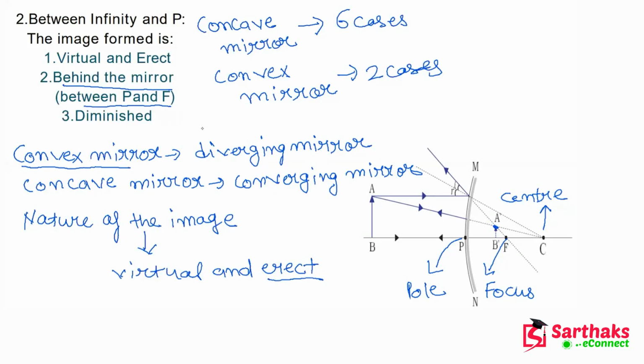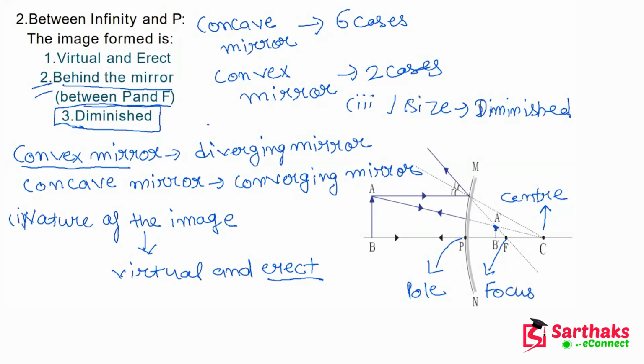Now one more point is yet to be discussed, and that is the size. What is the size of the image? This is point number one, this is point number two, and the third point is size. You can simply see that here the object is larger than the image. So the size of the image is diminished. Diminished means small.